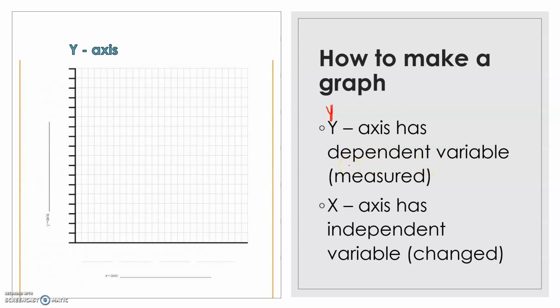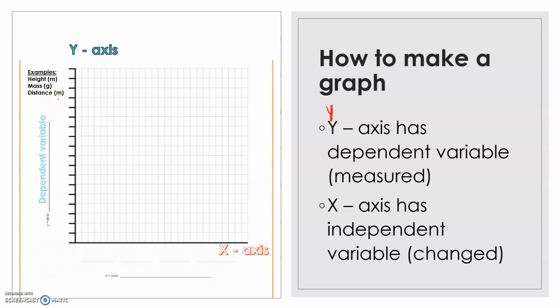Now if you remember from the last video, a dependent variable is something that is measured. Okay, so let's say an example of something that is being measured is that you're trying to measure the height of the plant in meters, or trying to measure the mass of a rock in grams, or maybe trying to measure the distance of a road in meters.